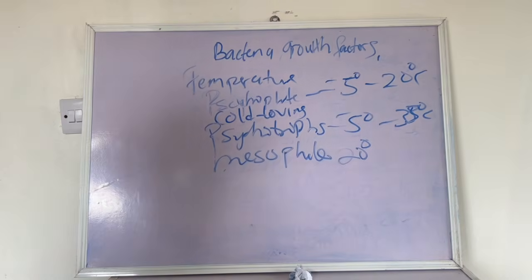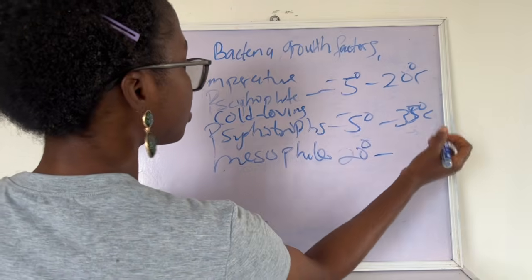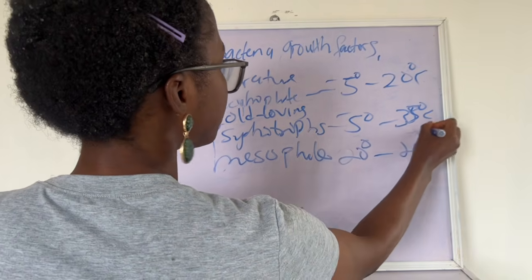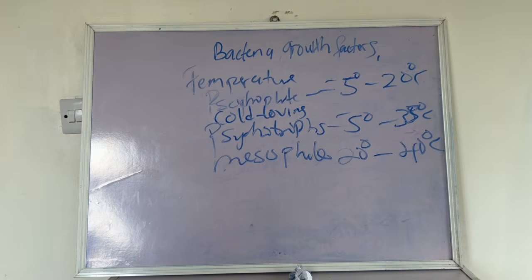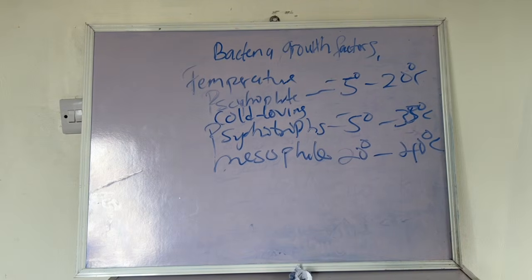Now, Mesophiles, their growth range falls between 20, depending on some textbooks, some textbooks might put 20 degrees Celsius to about 40 degrees Celsius. That is the growth range of Mesophiles. Examples of Mesophiles are Escherichia coli, Staphylococcus aureus, etc. Just think of any bacteria that causes disease in humans and you find them there.